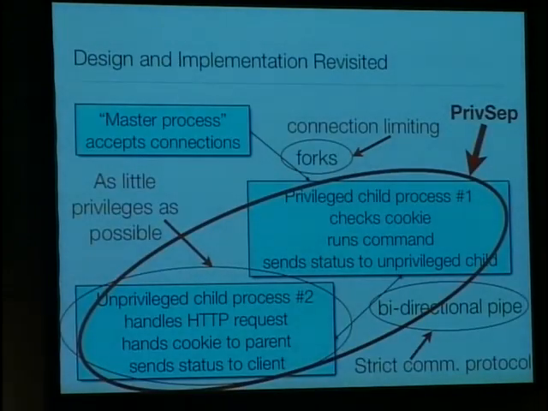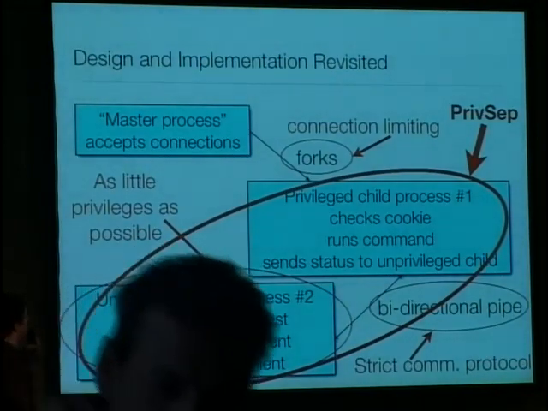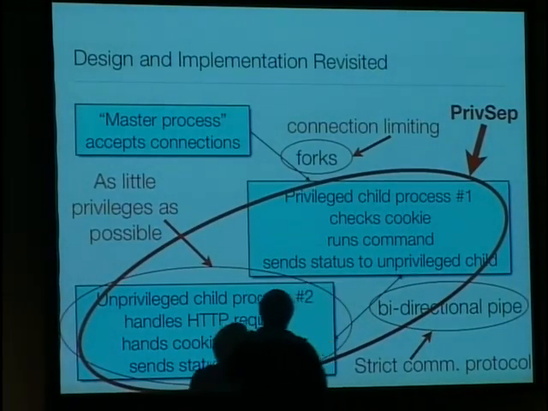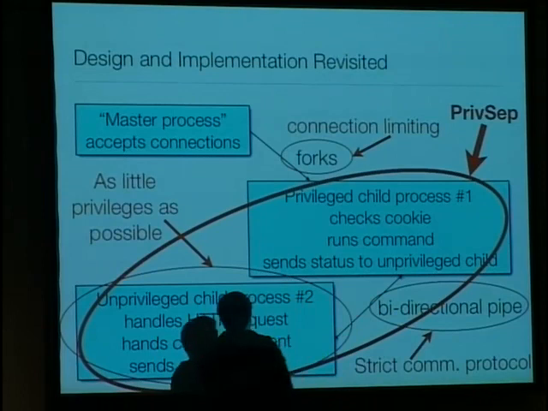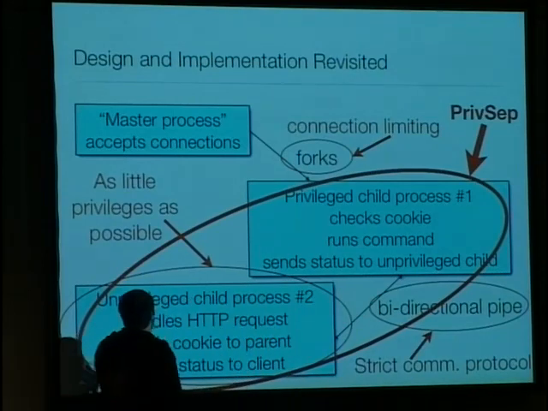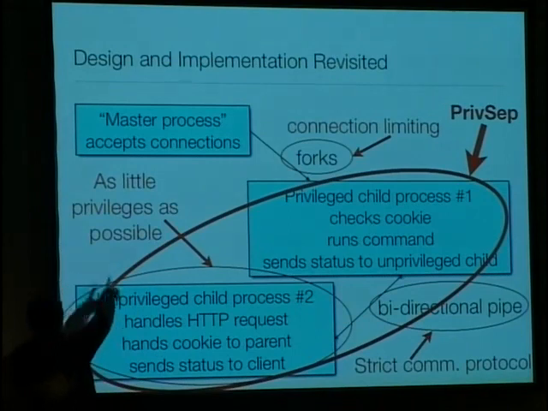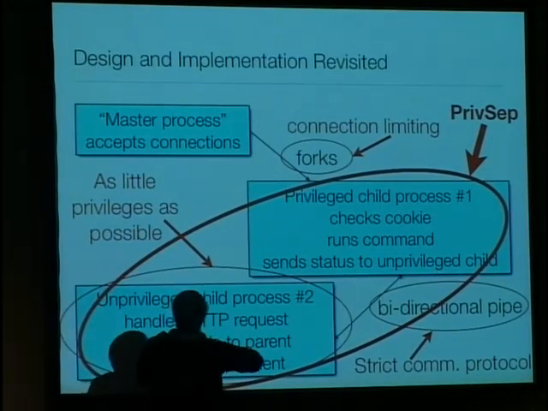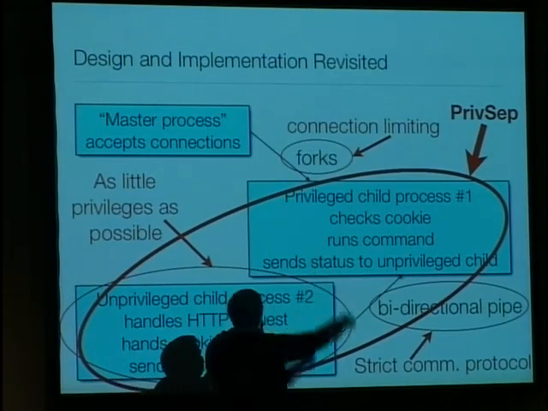So when we look at the naive approach that we took and apply the changes or improvements that are mentioned here, we did a few things. For example, we have the connection limiting here for the forking. We have here a strict communication protocol for the two child processes that communicate. This unprivileged child process really has as little privileges as possible, and this whole concept with the communication protocol and as little privileges as possible, this all together is the privilege separation.